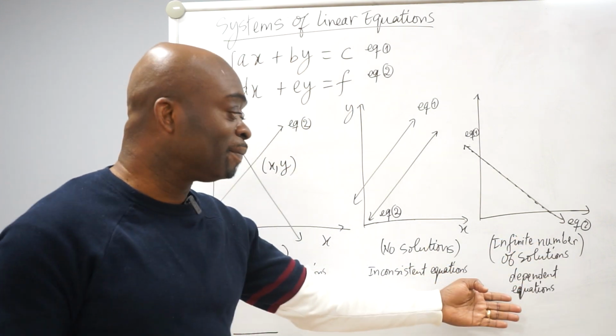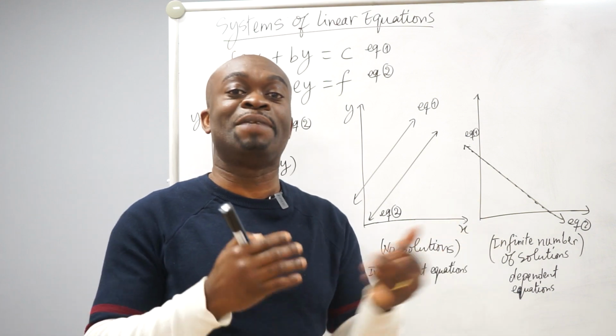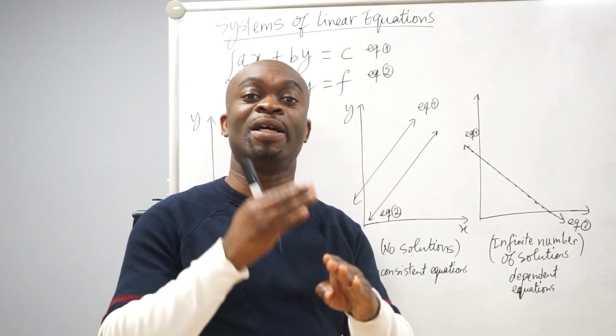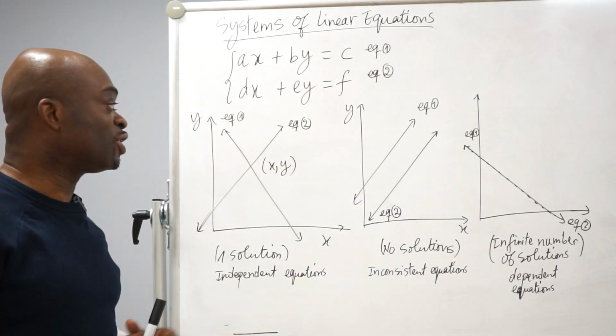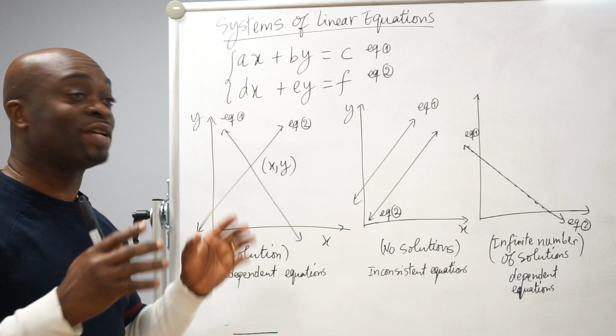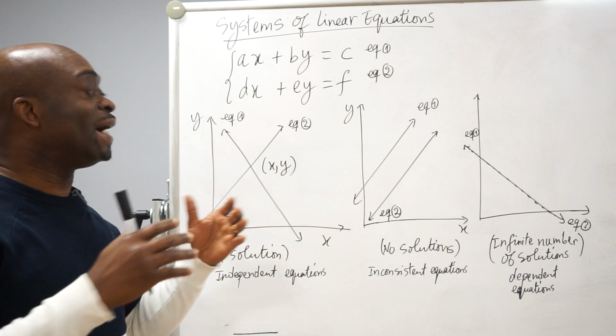And how do we describe these equations here? They are dependent because one depends on the other one. As you can see, the two equations actually yield the same equation. All right, so they are dependent equations. As you can see, those are the three different solutions that you can end up with when you're solving a system of linear equations.